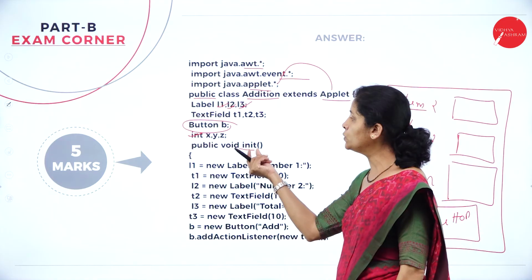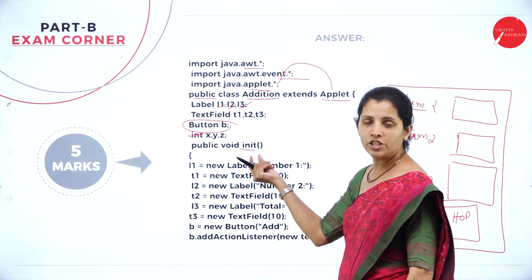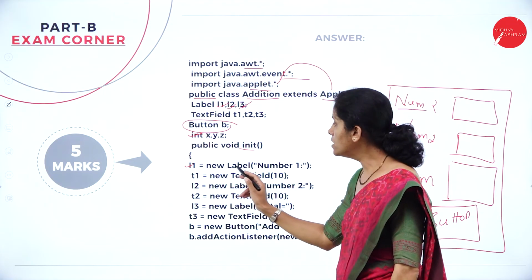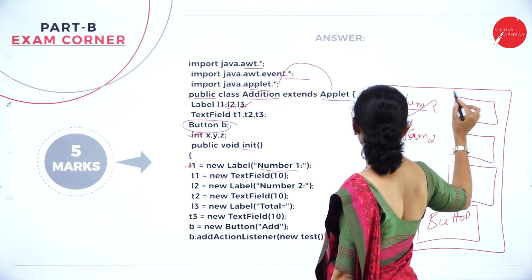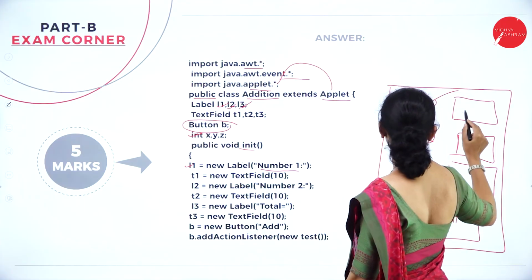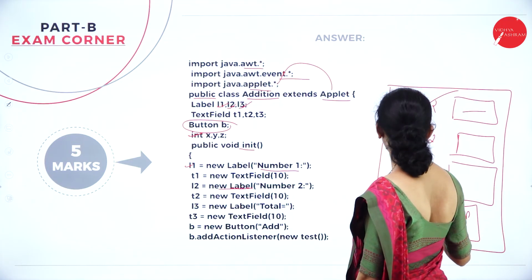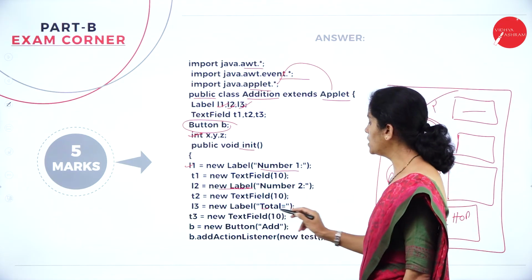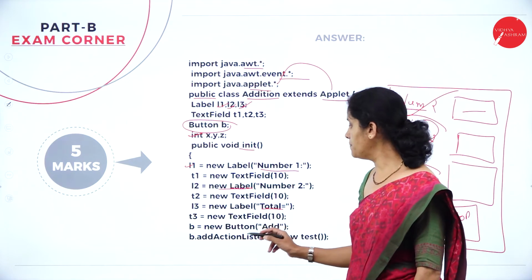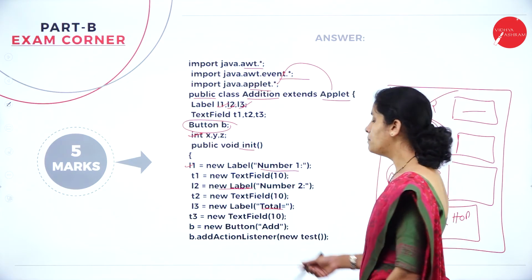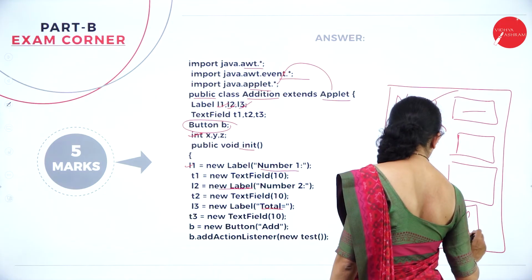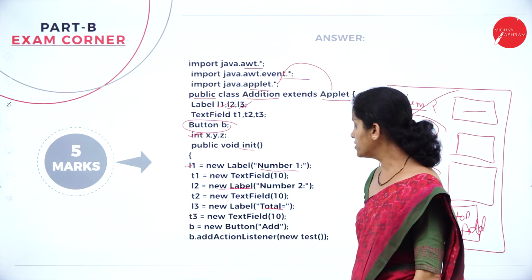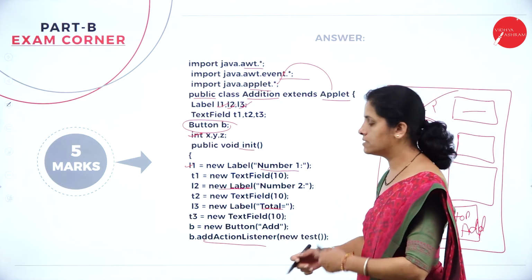So I want to use the method init to initialize the applet. See, L1 is a new label and it is number 1. Next text field, this one, label 2, this one, text field. Sum is nothing but the total and I want to display the sum, and at the same time my button is nothing but add. So here the button is add. And what kind of action? That is add action listener.